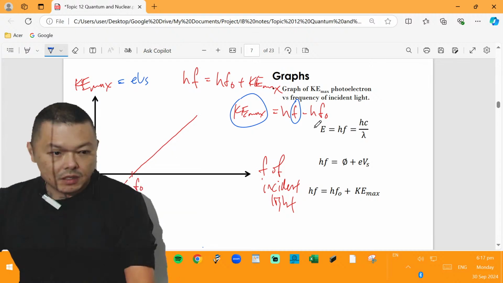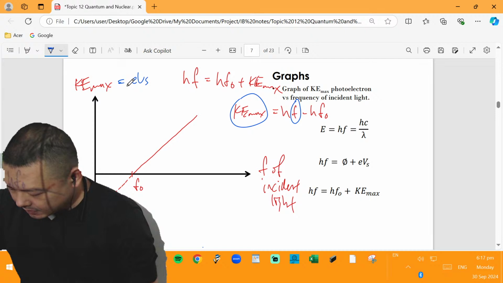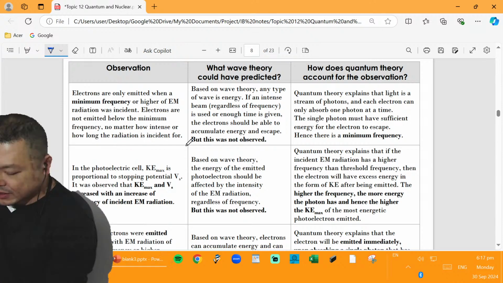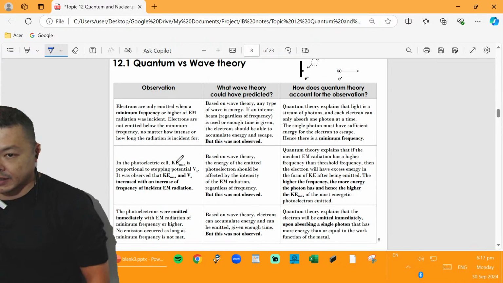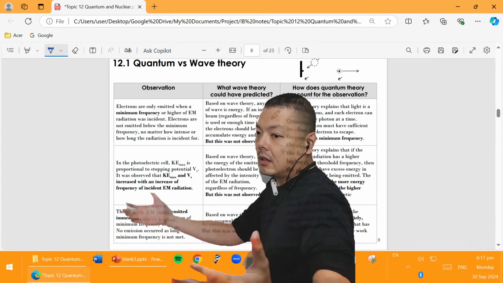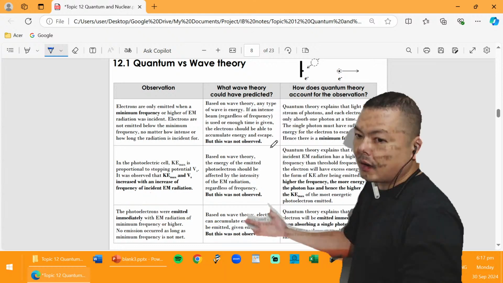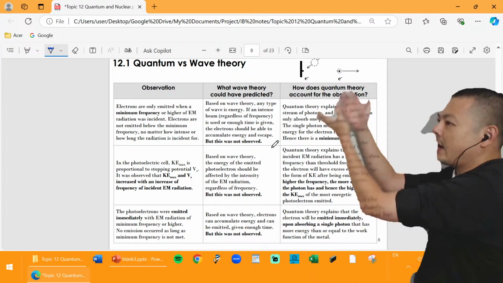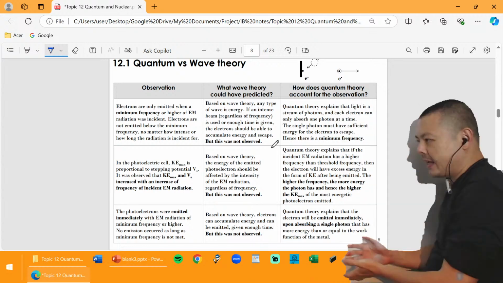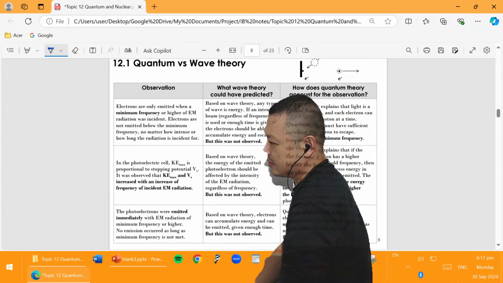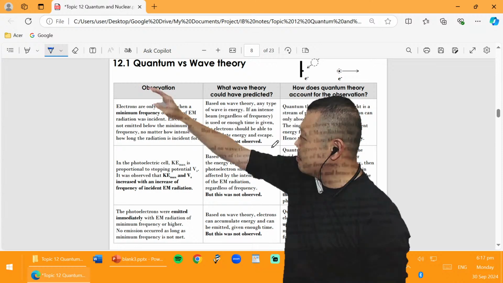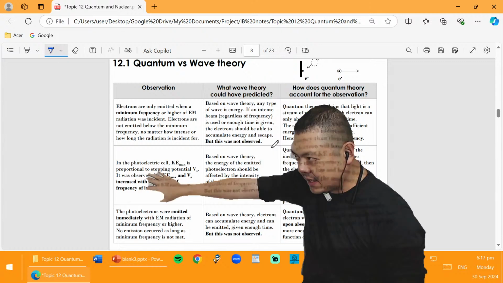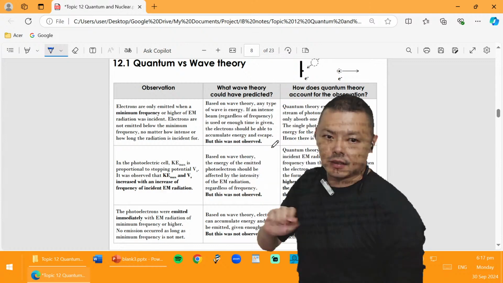Anyway, okay, so what are the last 3 things for photoelectric effect? What are the last 3 things you need to care about for photoelectric effect? Okay, you basically just have to prove why wave theory doesn't work, right? And why quantum theory helps us to explain the observations, right? What are the 3 observations? Minimum frequency, right? Frequency increase, Ke max increase, stopping potential increase, and then immediate emission.